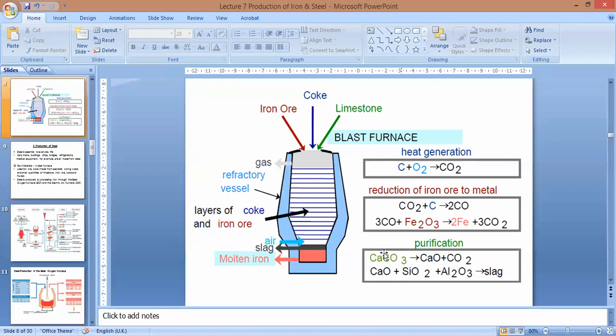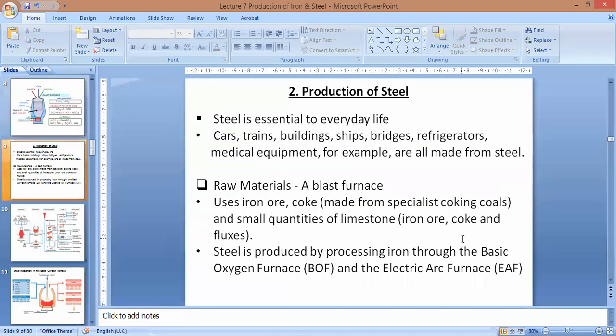Purification. Remember, you have limestone. This is calcium carbonate, this is limestone. This is the process. This is the slag. Calcium oxide here is basically what is slagging up on top, as well as the aluminum oxide, forming up with silicon dioxide, which is coming from the iron ore, and the calcium oxide, which is coming from the breakdown of your limestone.